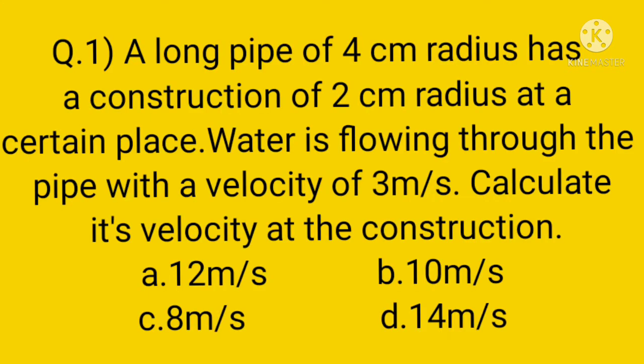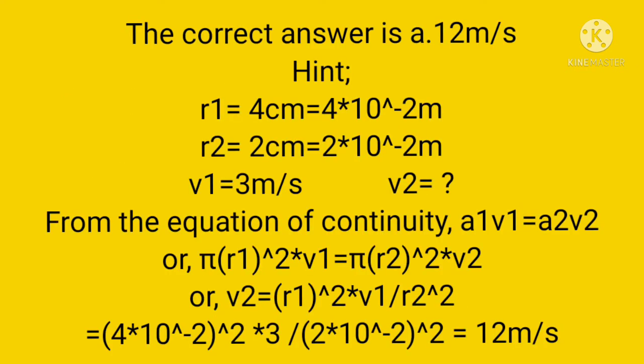Question number 1. A long pipe of 4 cm radius has a constriction of 2 cm radius at a certain place. Water is flowing through the pipe with a velocity of 3 meter per second. Calculate its velocity at the constriction. The options are A 12 meter per second, B 10 meter per second, C 8 meter per second, D 14 meter per second. The correct answer is A, 12 meter per second.